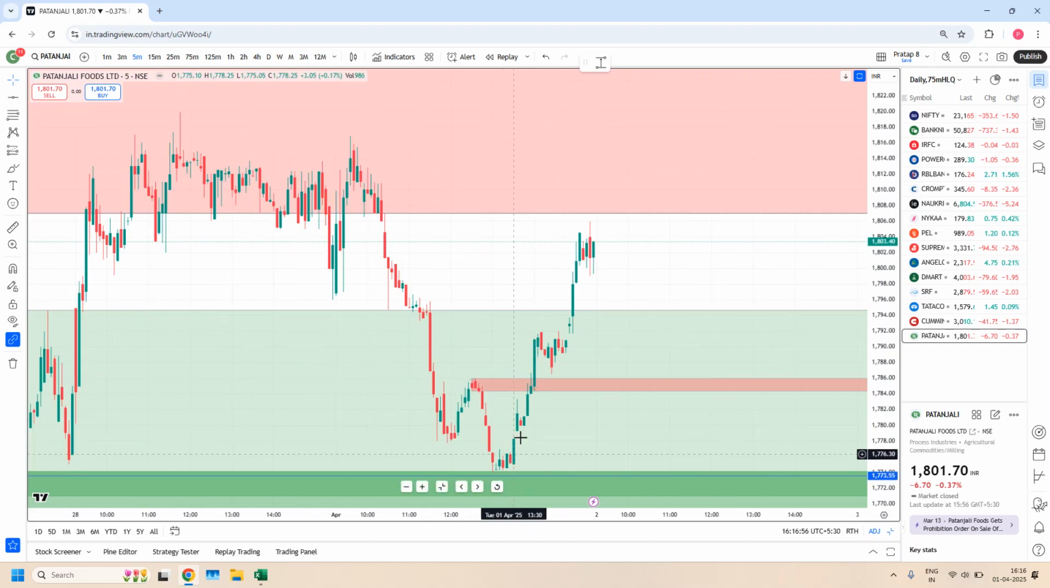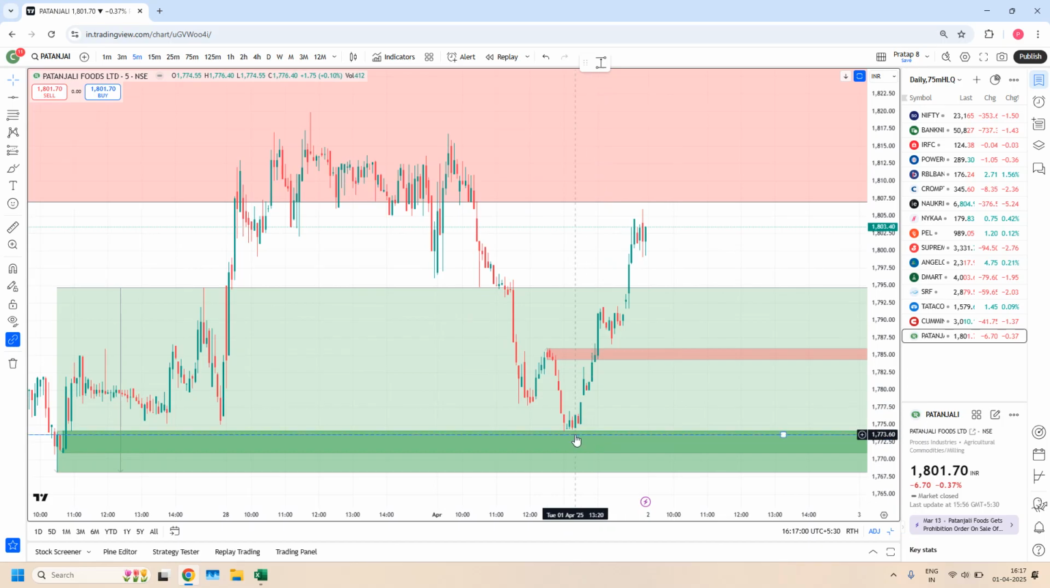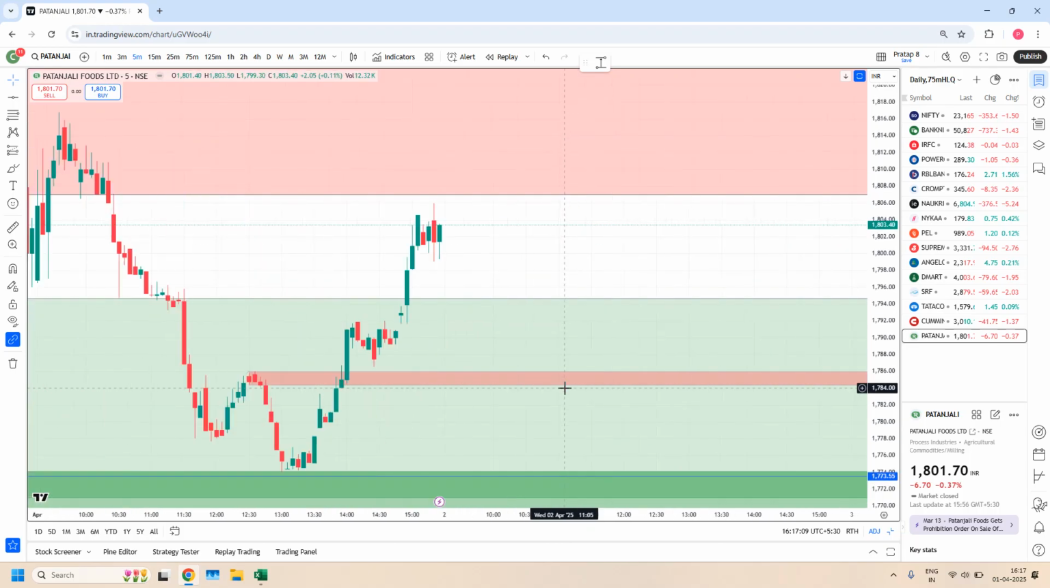So even though it reached the 15 minutes target, the reason why we did not consider this trade is that it slightly missed the entry with 1.5 rupee difference. This is a 1800 rupees stock. With 1.5 rupees difference, we missed the trade. The low of this candle is 1774, but our entry is 1773.55. Sorry, not 1.5 rupee.